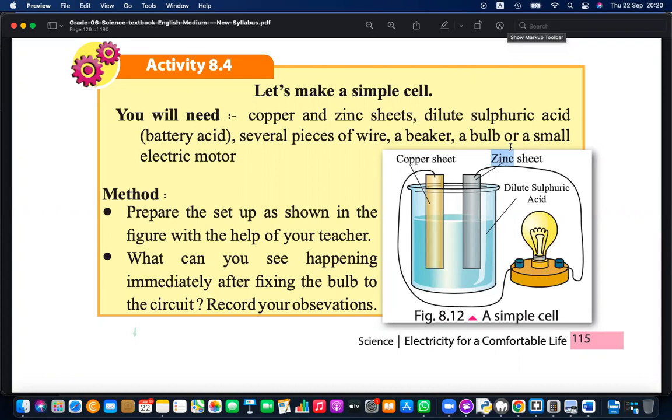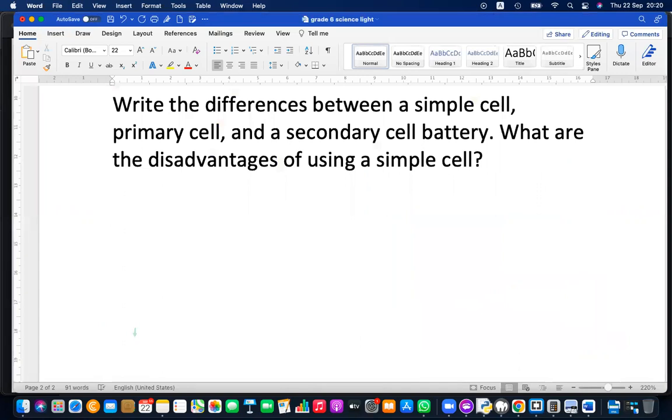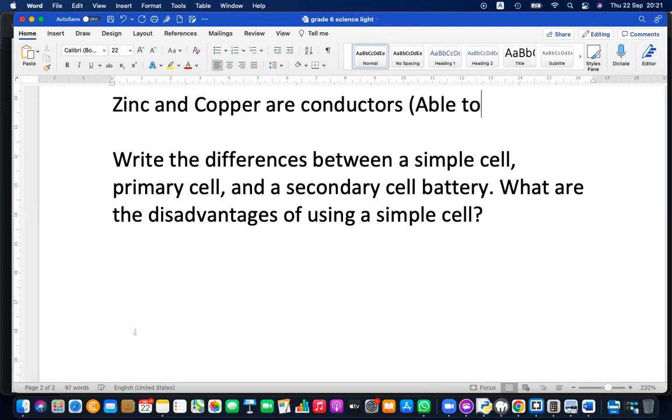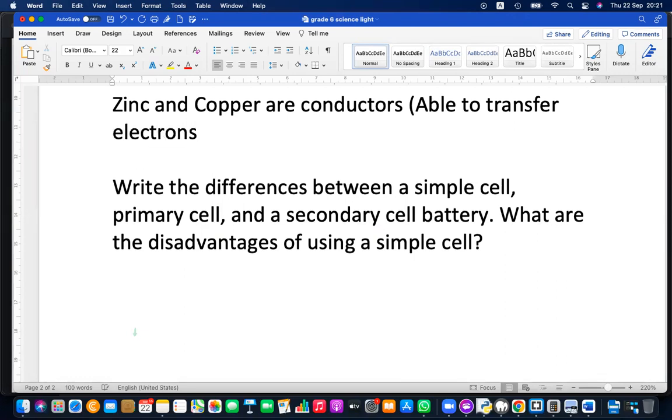Okay, please write down these things. Maybe these basics sometimes you need to remember, but I write them down. This is not the answer, right? Okay. Zinc and copper are conductors, able to transfer electrons.